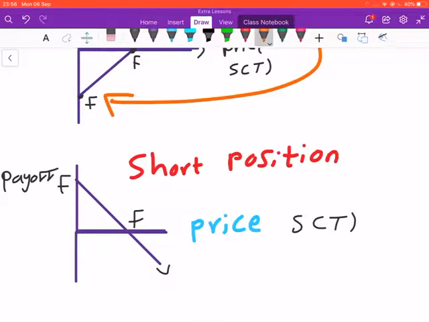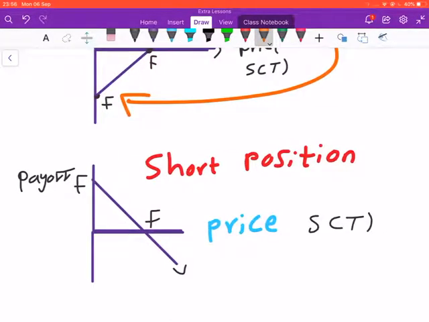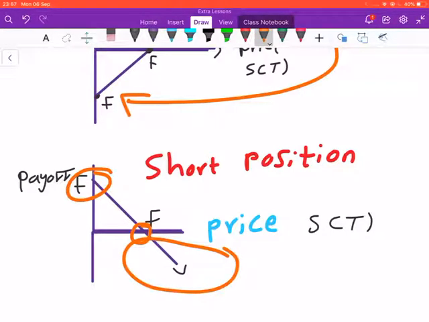Again, if you're taking a short position, the best thing that can happen is that the asset is worthless, meaning that you have gained exactly F because you lost nothing. Here is when the asset has the same price as the delivery price, and if the asset increases in value, you basically have lost, and the price can increase to whatever it can be.